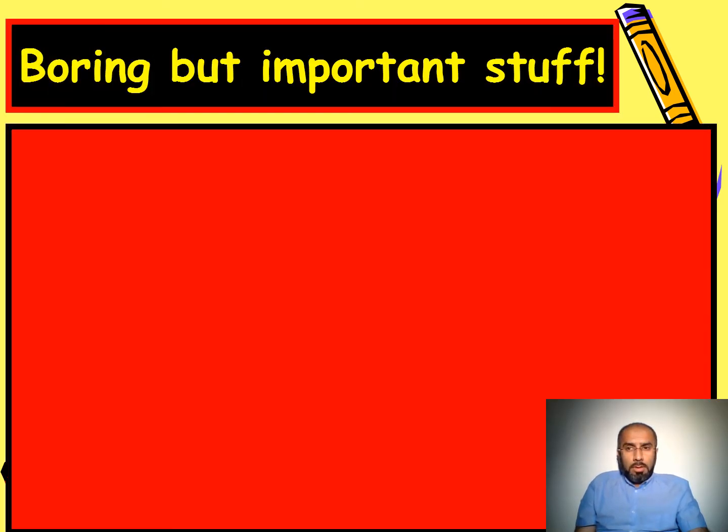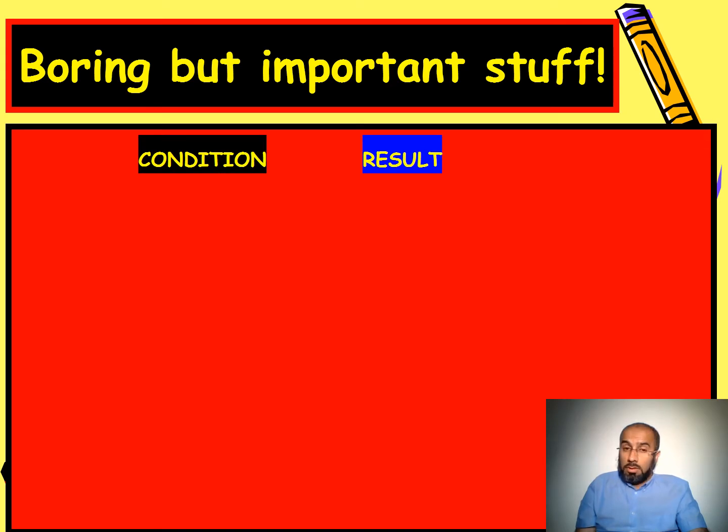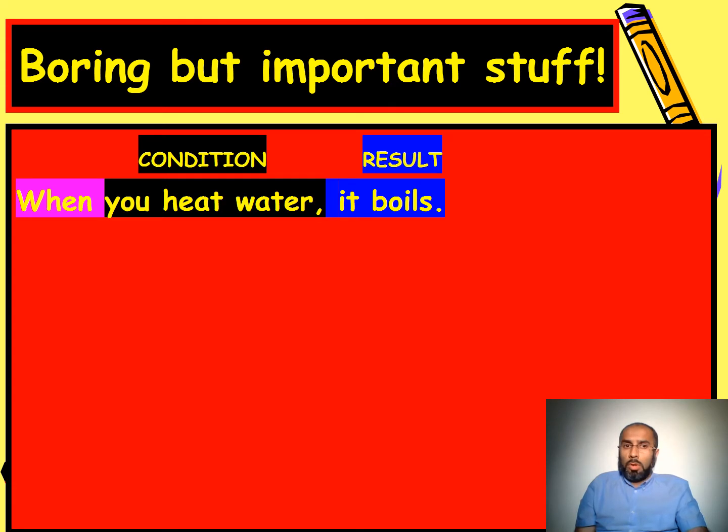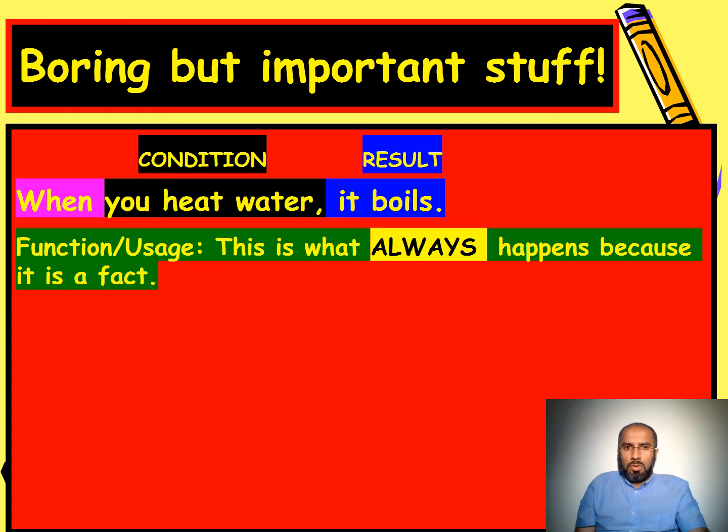Right, a little bit more boring stuff for you. So we have another condition and the result of that condition. When you heat water, that is the condition, it boils. So that is the result. So when you heat water, the water boils. Okay, so this is what happens all the time because this is a fact. All right, this is not about me or about you, it's just a fact.